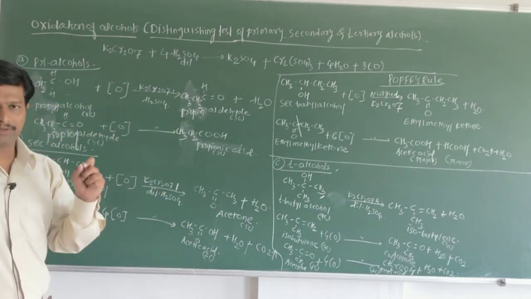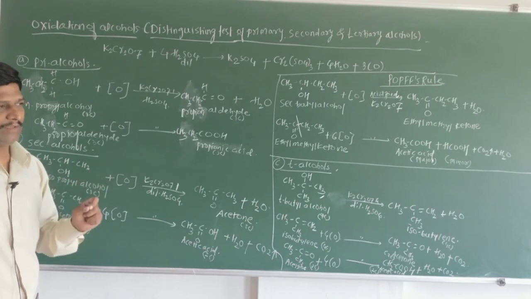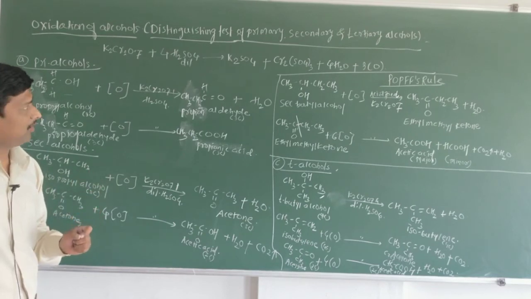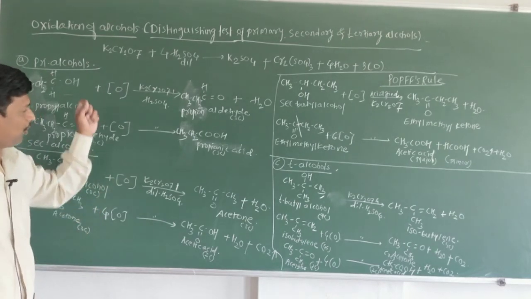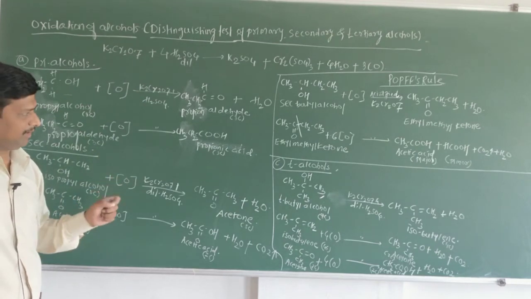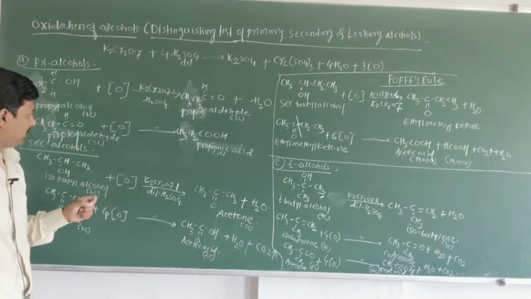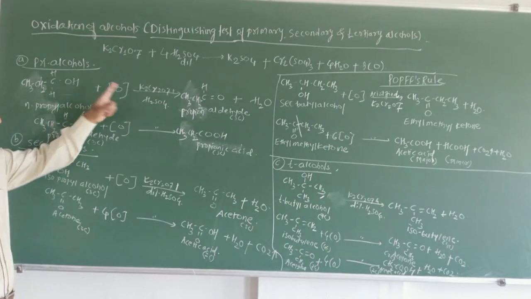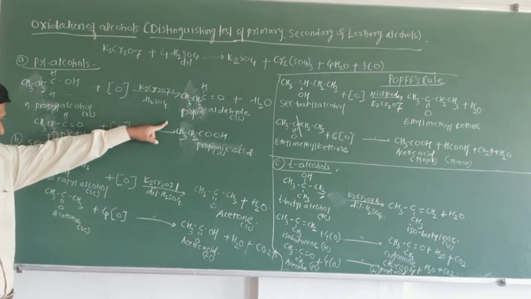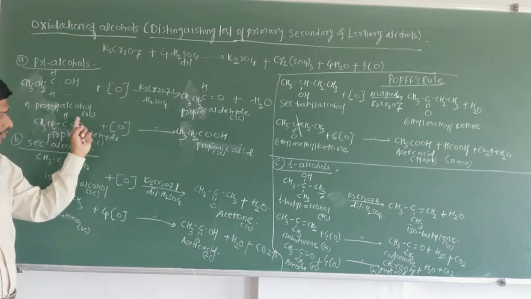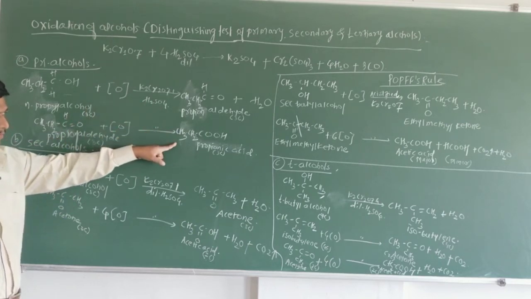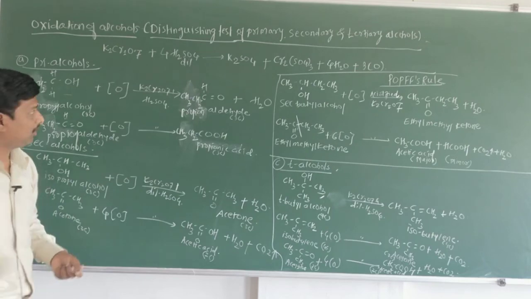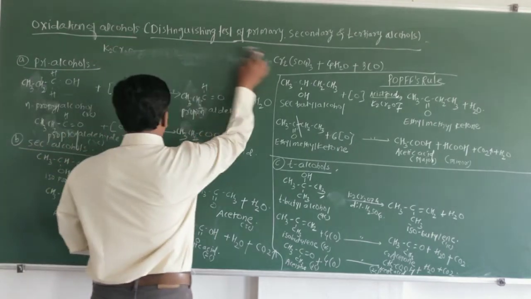Now again I would like to highlight this reaction, why this is the distinguishing test. Of course it is the oxidation that you know, but why is it the distinguishing test? Means primary alcohols on oxidation give first of all aldehydes, and aldehydes on oxidation give carboxylic acid. So this is the difference. For that I especially would like to mention here.